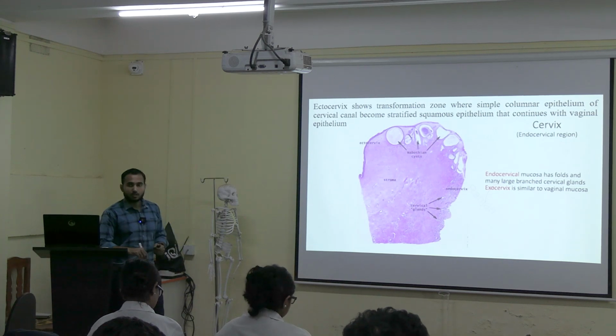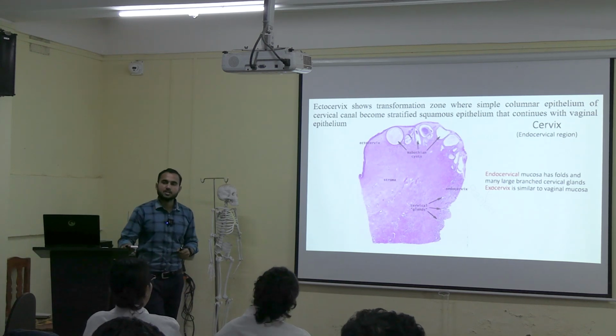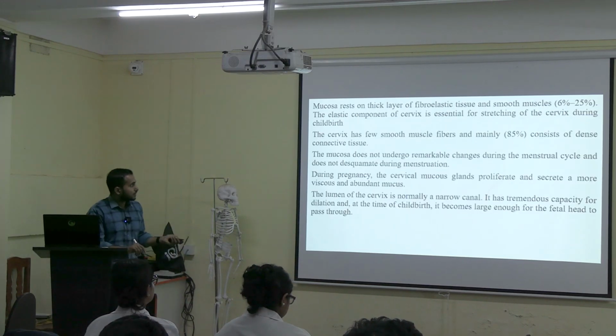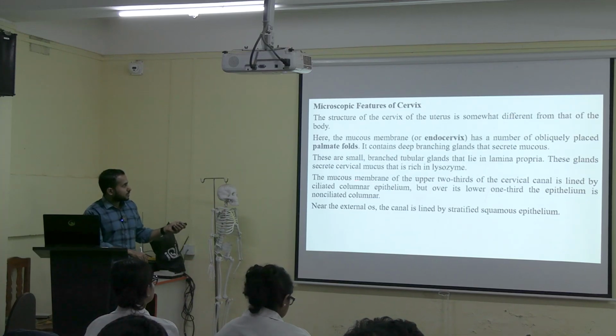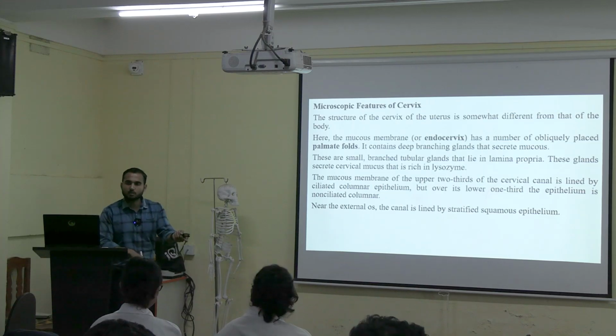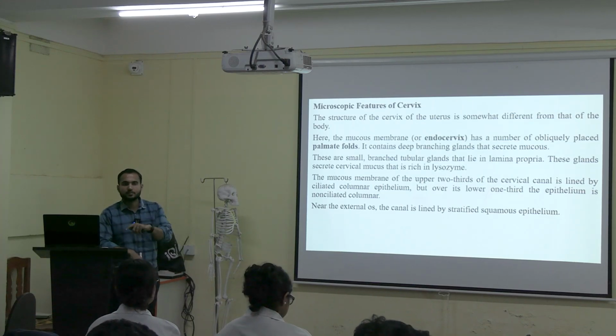Now, in case of cervix, the lining epithelium is not the same. There are some differences in the lining epithelium. The mucous membrane of the upper 2/3 of the cervical canal is ciliated columnar epithelium, the lower 1/3 is non-ciliated, and the external os is stratified squamous non-keratinized epithelium. So first ciliated columnar epithelium, then non-ciliated, and then stratified squamous non-keratinized epithelium. These are the 3 different linings, and the stratified squamous non-keratinized continues in the vagina also.